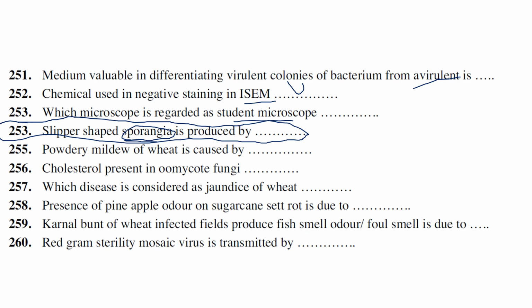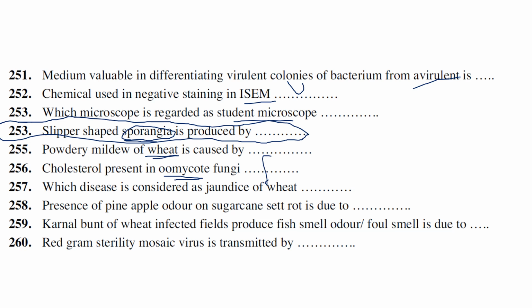Powdery mildew of wheat is caused by Erysiphe graminis. Now it is changed to Blumeria graminis. Not only wheat, powdery mildew of barley is also caused by the same, that is Blumeria graminis or Erysiphe graminis. The next one is the sterol present in Oomycota. So the Oomycota sterol is fucosterol, whereas true fungi contain ergosterol.